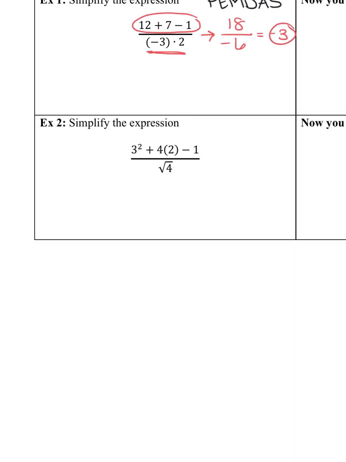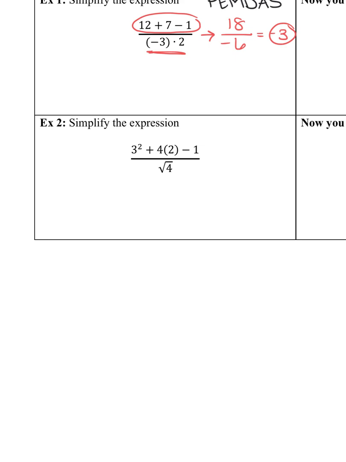Our last example together, where I'm going to show you step by step before you try on your own, is this one right here, where we've got a lot going on. We've got a big division bar, we've got an exponent, we've got a square root symbol. So what do we tackle first? Just like in the other problems, we're going to want to simplify the numerator and then the denominator.